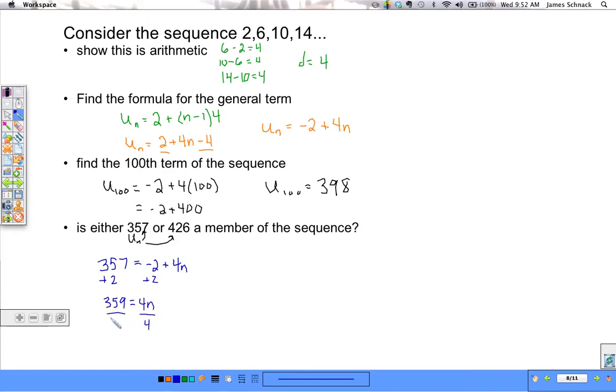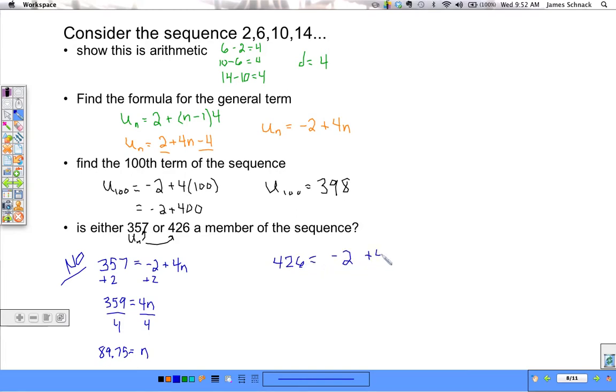Divide by 4. N is equal to 89.75. Remember what N is, it's a term number. Can we have an 89.75 term? No. So is 357 in the sequence? No. How about 426?